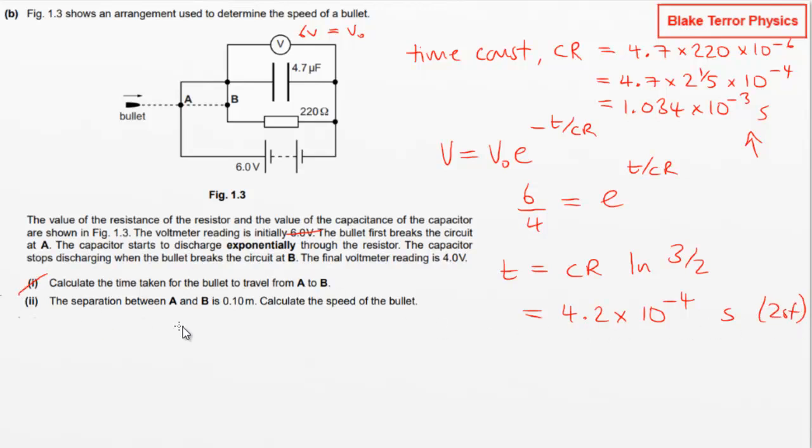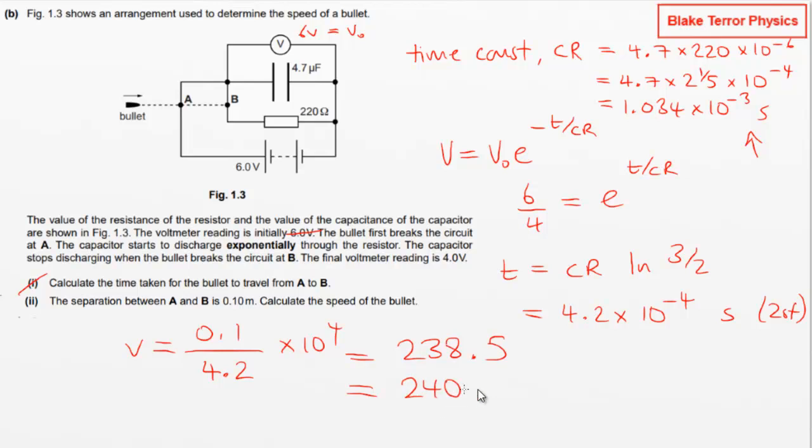Right. Separation between A and B is 0.1 meters. Calculate the speed of the bullet. So our speed of the bullet is going to be, well, we want to do our separation divided by the time, distance over time, 4.2, and then we're going to have a 10 to the minus 4 on there. So that comes out, well, I've got the calculator on now, so I might as well keep using it, 238.5, which is 240 meters per second to two significant figures.